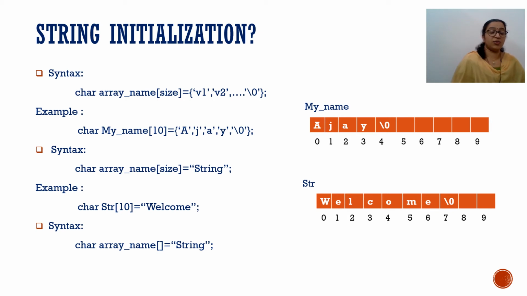Clear? So there is no need to specify the size at the declaration time; at the initialization time it automatically comes. Got it? Now see the third syntax: character, array name, empty square brackets. There is no size here. We didn't put any size. Then equal to a double-quoted string.